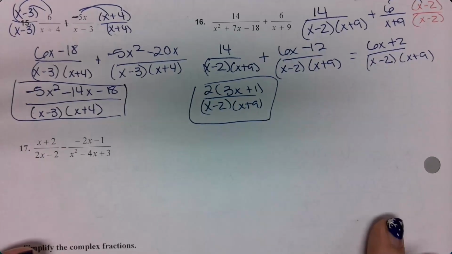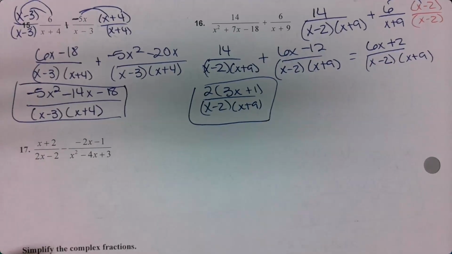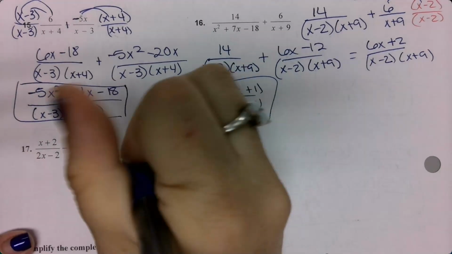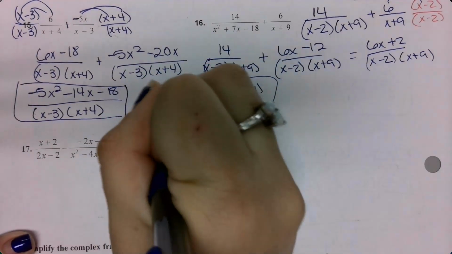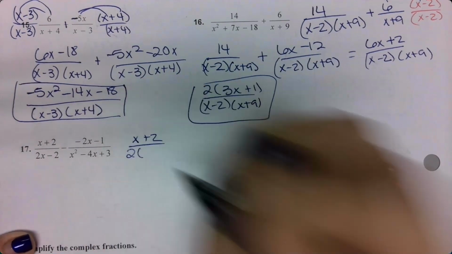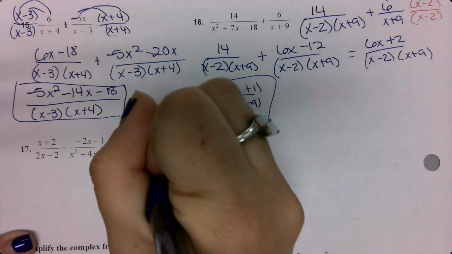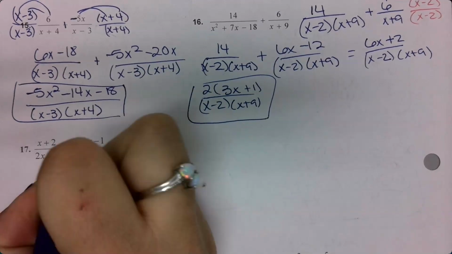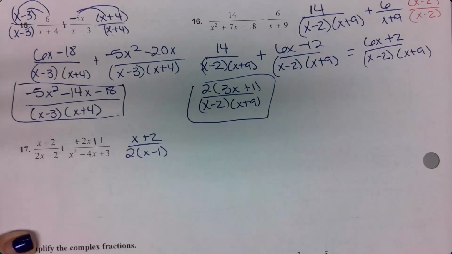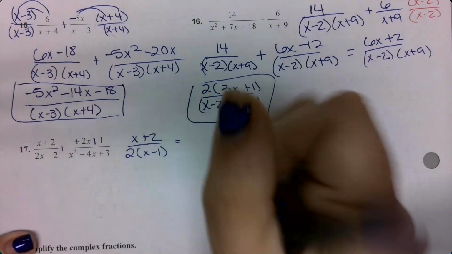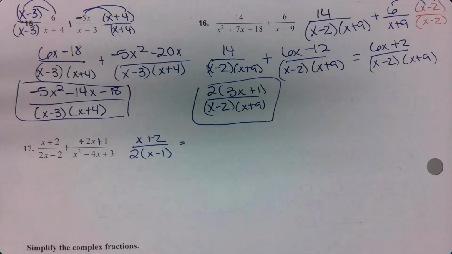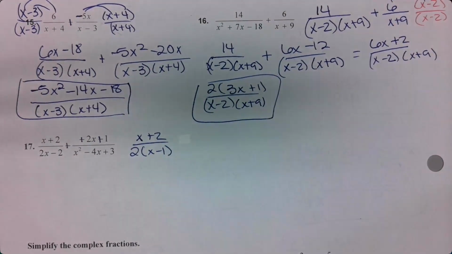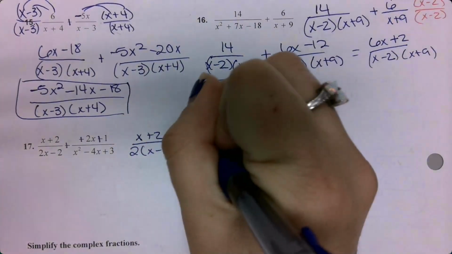Same idea for number 17. I want to go ahead and factor if I can. So I have x plus 2 over 2, and then I can pull out that 2 on the bottom, so it's going to turn into x minus 1. I am going to change that to a positive and change those signs. So my, oops, that was a positive. This is going to be plus 2x plus 1.